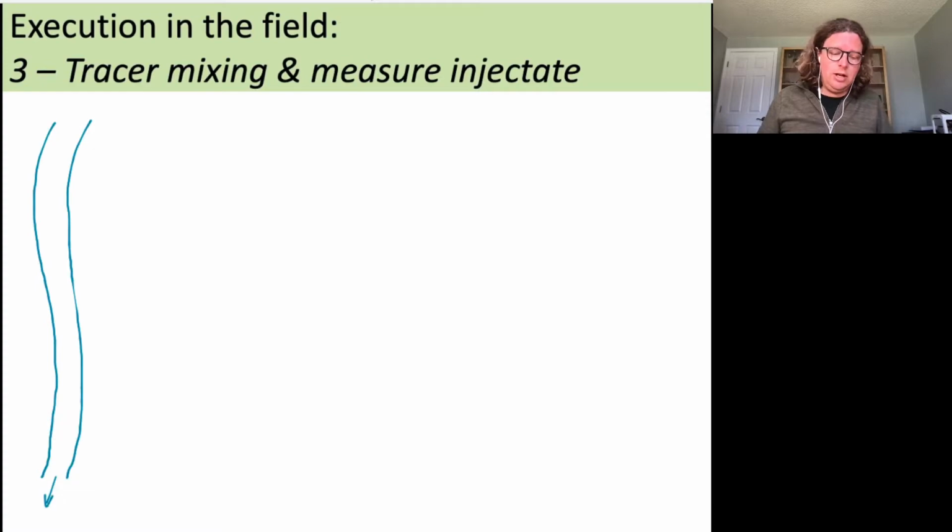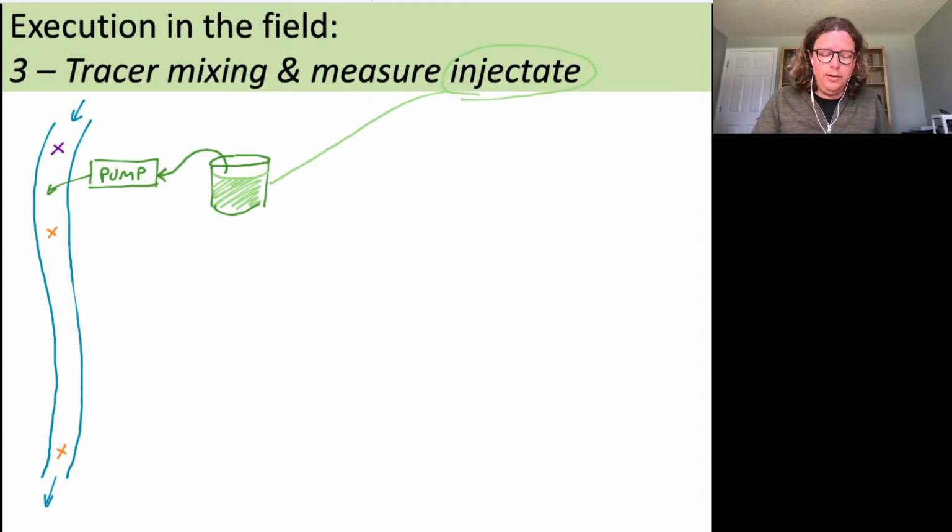Time to mix up the injectate. So here's our study reach. And we are broadly focused here on the idea that we have a reservoir sitting on the stream bank. This could be an agricultural water tank, a trash can, a 5-gallon bucket. We've got a pump, and we're using that pump to deliver our tracer at a constant mass per time into the system.